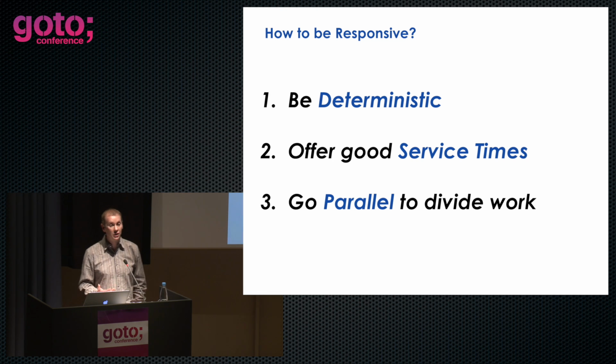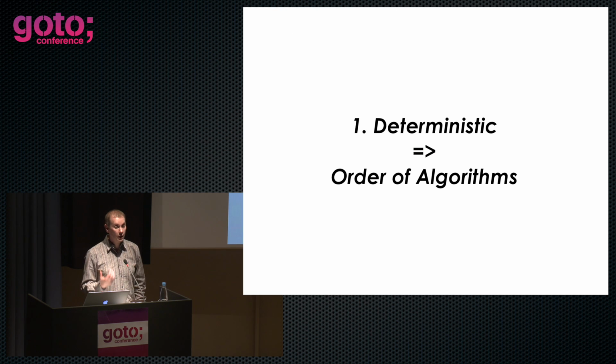First of all, I want to start with the service itself and how it's deterministic, and then we'll talk about how service times impact the overall responsiveness of something and what we can do about going parallel. So when we want something to respond in a good way, the first thing we start with is what's our service that we're offering, and it needs to be deterministic. To be deterministic, it's the ordered algorithms that matter.